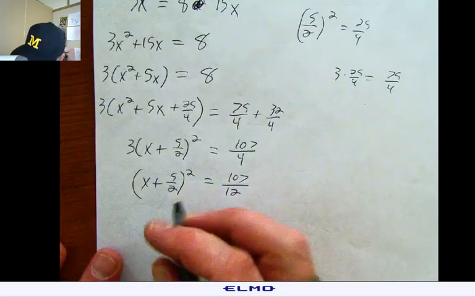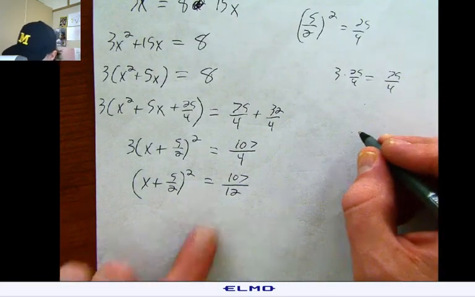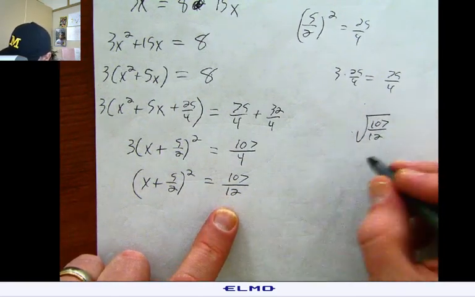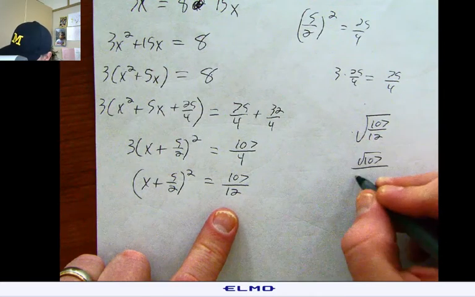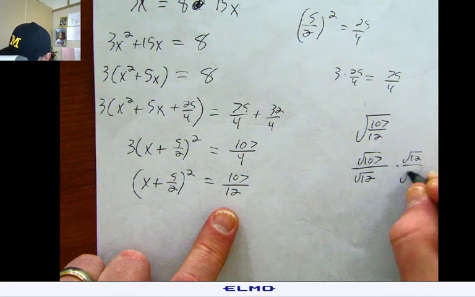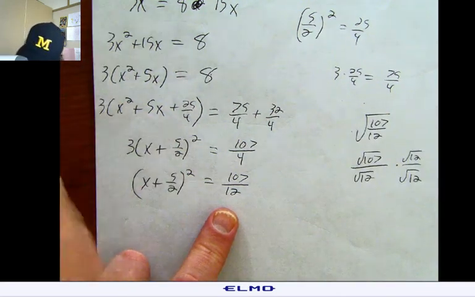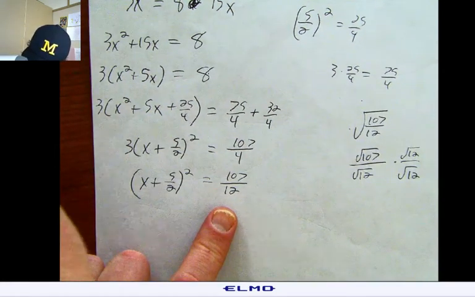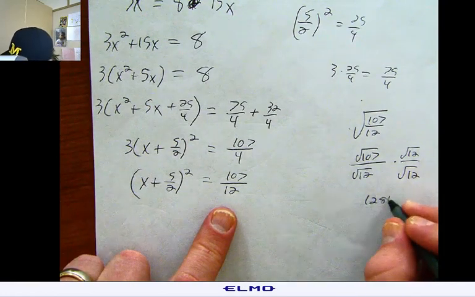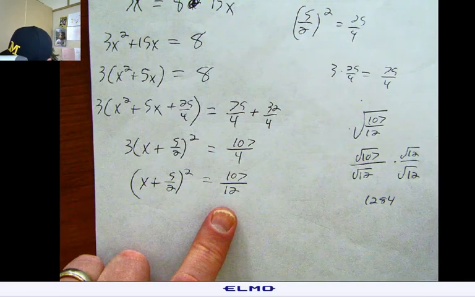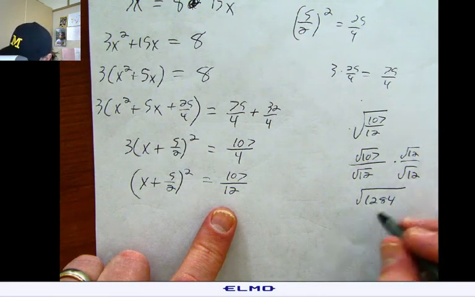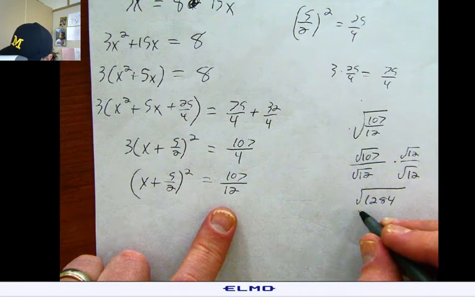Square root both sides. I got to do a little side work here. This square root 107 over 12. That becomes root 107 over root 12. I multiply this by root 12 over root 12. And 107 times 12 is 1284. So I have square root 1284 over 12.